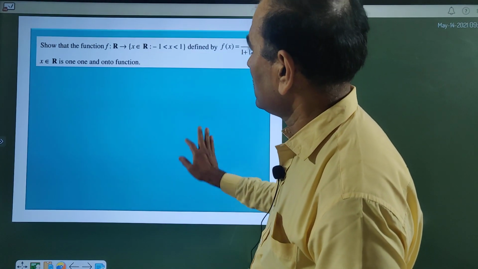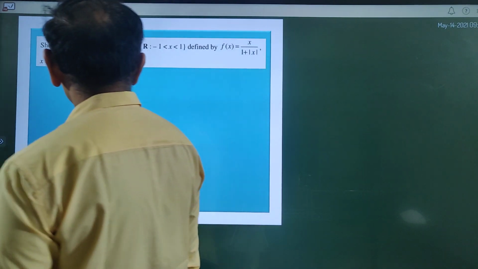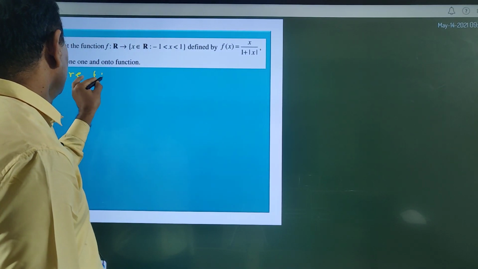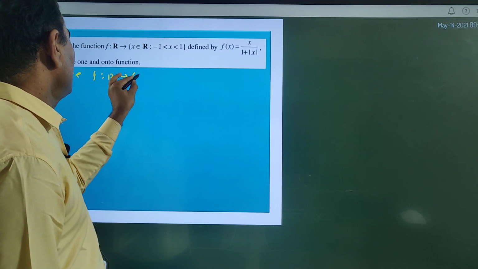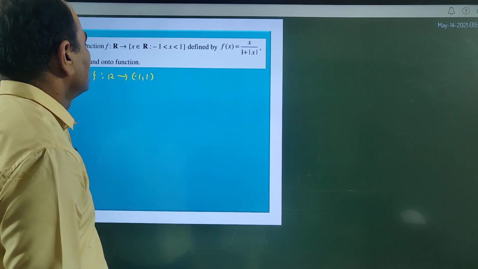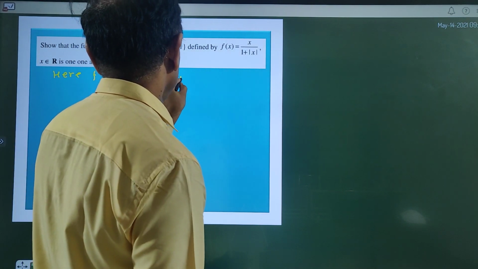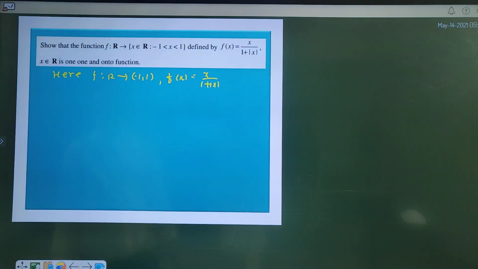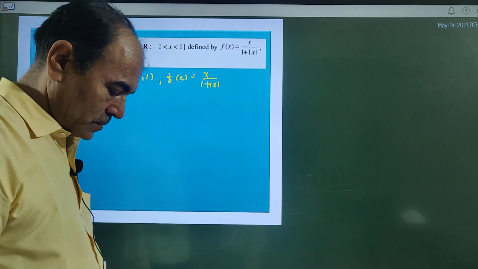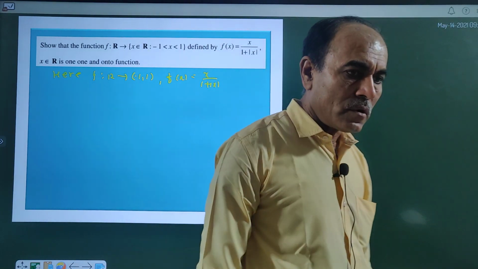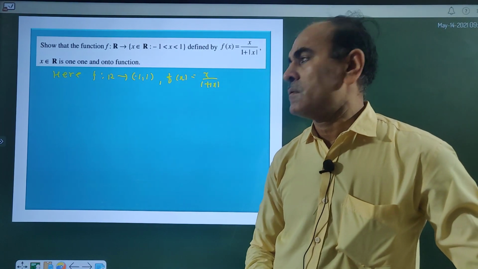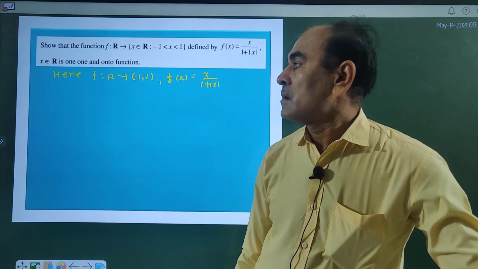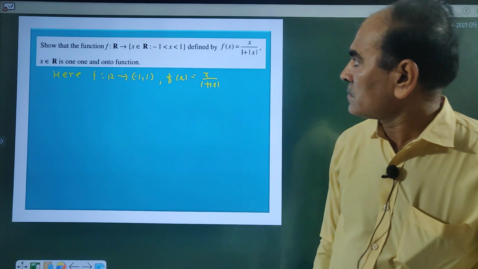Here function f is from where to where? F is from R to the open interval minus 1 to 1, and defined by f of x is equal to x over 1 plus mod x. It is one-one and onto, that we want to prove. If we show the given function is one-one and onto, it is definitely an invertible function, and the inverse exists also. Here I am also going to find the inverse.